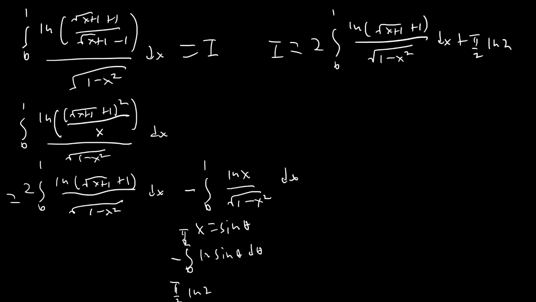Alright, I'm going to call this little integral right here I1. So solving for I1, we have the integral from 0 to 1 of ln square root x plus 1 all over square root 1 minus x squared. Now one of the key tricks here is to notice that square root 1 minus x squared is actually equal to square root 1 plus x times square root 1 minus x dx.